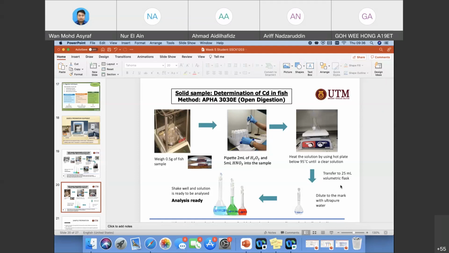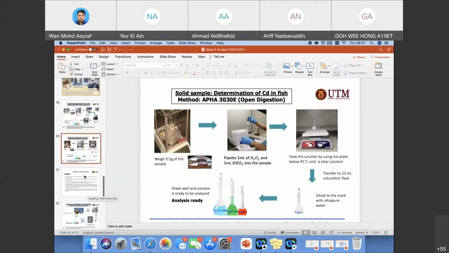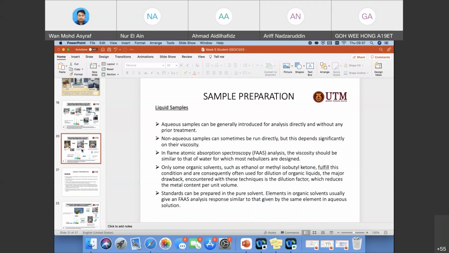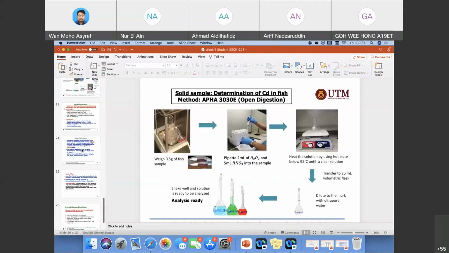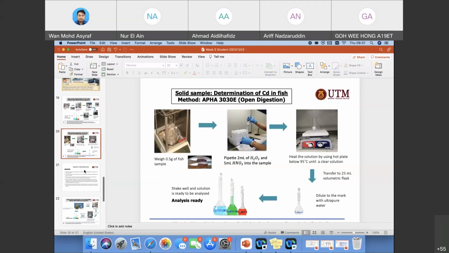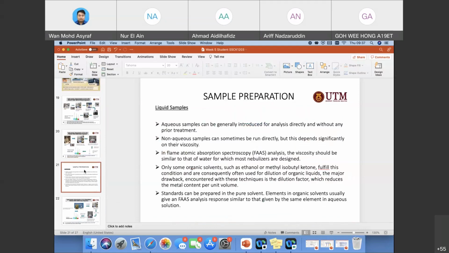Okay, so transfer it the same as before with the closed digestion, into a 25 ml volumetric flask, and then you dilute it, and then it is ready to be analyzed by any spectroscopic method of your choosing. Okay, so that is for solid sample. Any question for solid sample before I go into liquid sample?